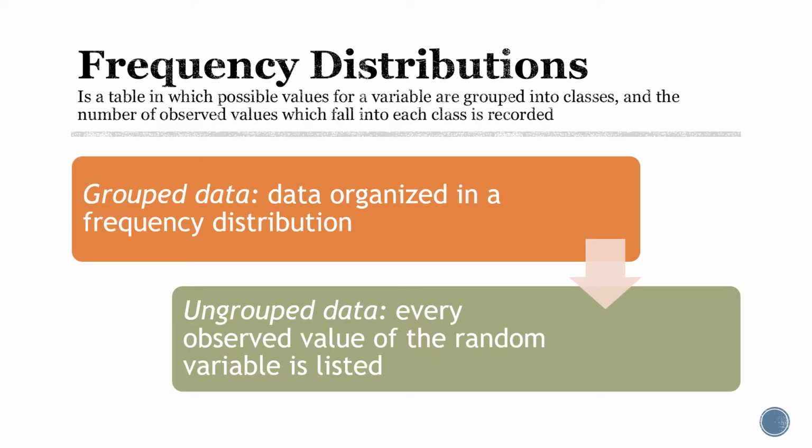Frequency distributions. It's a table in which possible values for a variable are grouped into classes, and the number of observed values which fall into each class is recorded. You record that by doing grouped data, which is data organized in a frequency distribution, and ungrouped data is every observed value of the random variable that is listed.